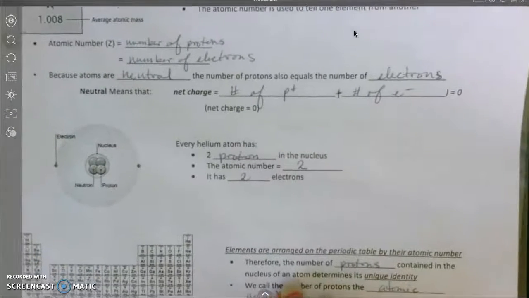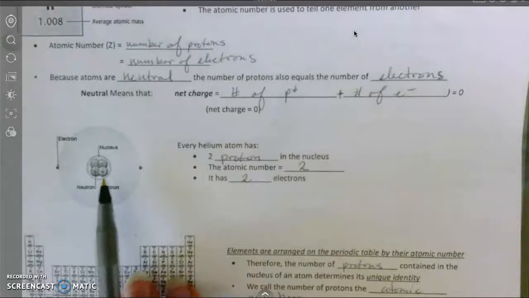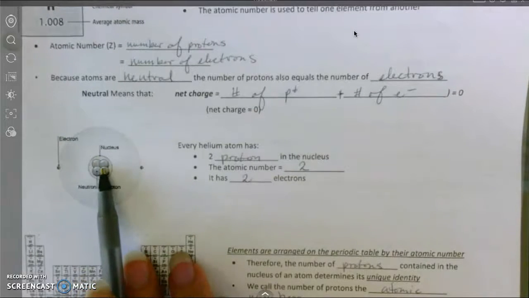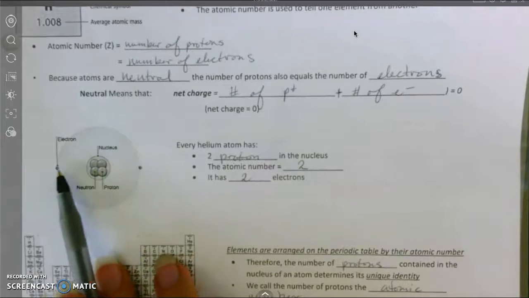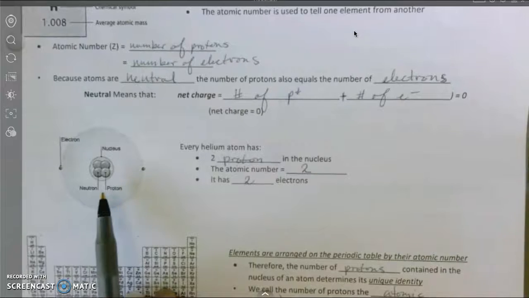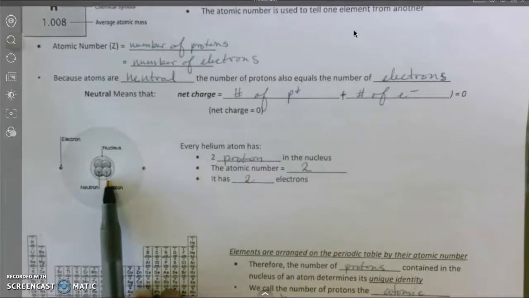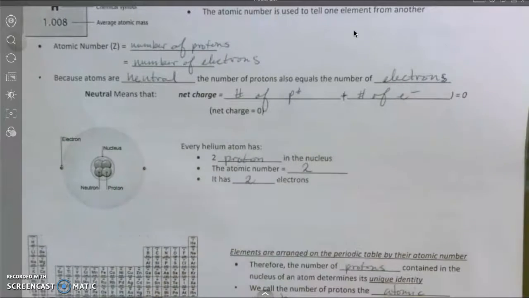So if I'm looking at helium, helium has an atomic number of 2, and so we have 2 protons in our nucleus, and then we have 2 neutrons, and it has 2 electrons. Now, neutrons aren't always equal to the number of protons and electrons. So let's focus on the 2 positive protons, and so then we have to have 2 negative electrons to cancel that positive charge.